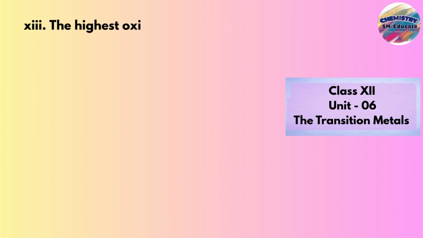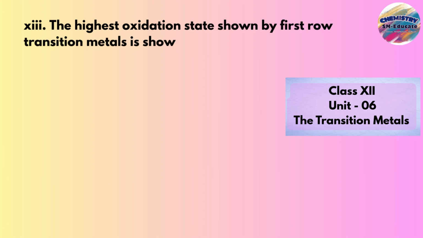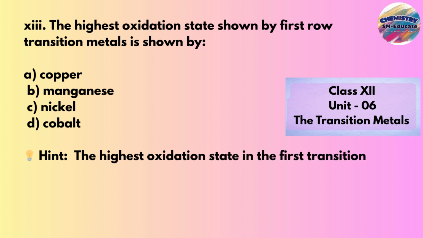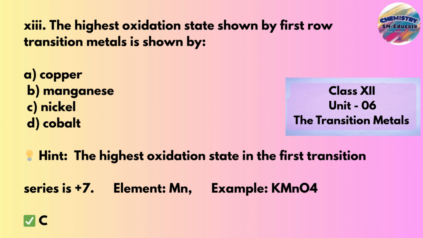13. The highest oxidation state shown by first-row transition metals is shown by: A. Copper. B. Manganese. C. Nickel. D. Cobalt. Hint: The highest oxidation state in the first transition series is +7. Element: Mn, for example in KMnO4. Correct answer: B, manganese.